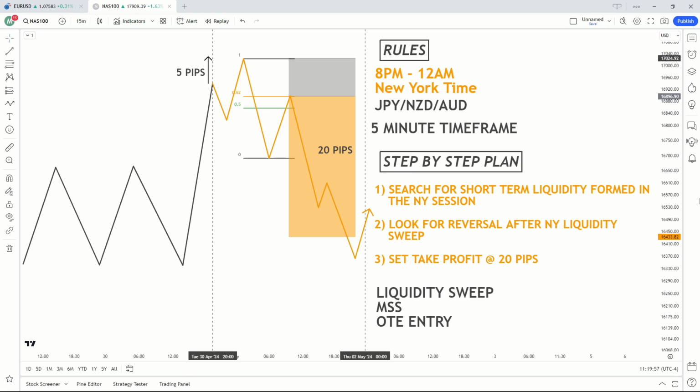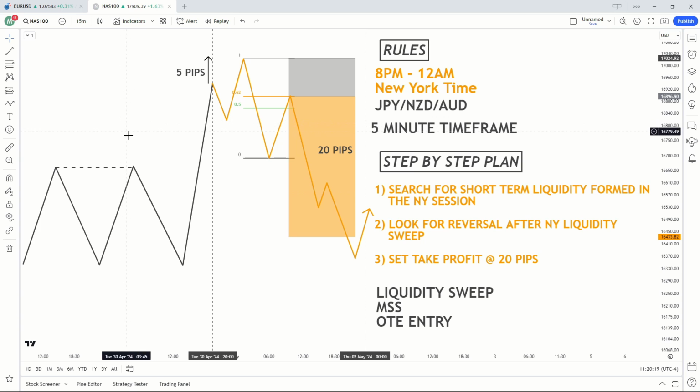Step 1, search for our short-term liquidity formed in the New York session. Now, the New York session is the session previous to our Asian Killzone right here. So I've got 8 PM marked out New York time, and before this we simply want to look for liquidity in the market. Liquidity could be equal highs, for example, it could be equal lows, it could be an old high, an old low, whatever.